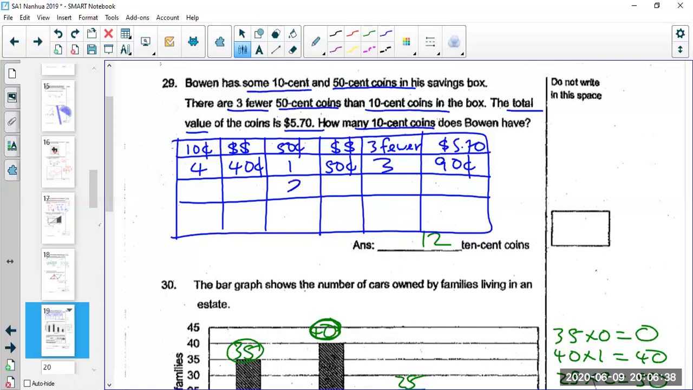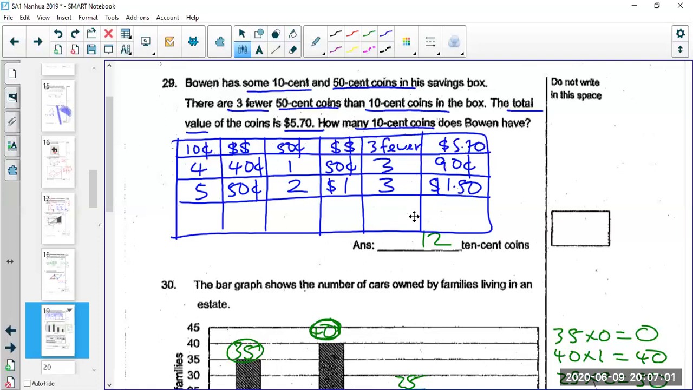Okay? Now, the second row, what do you do? Then you increase to 2, right? And how many 10-cent coins will be 5 already? Because 5 minus 2 equals 3. So what is the value of 5 10-cent coins? That will be 50 cents. 2 50-cent coins will be $1. So what's the total value? $1.50. Total value means you add the money together.